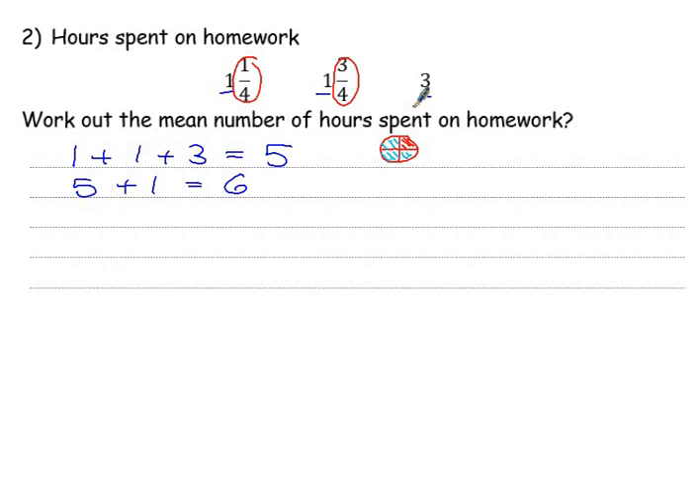Now we need to divide by the total number of hours, the number of numbers. So we've got 1, 2, 3. So 6 divided by 3 is equal to 2.